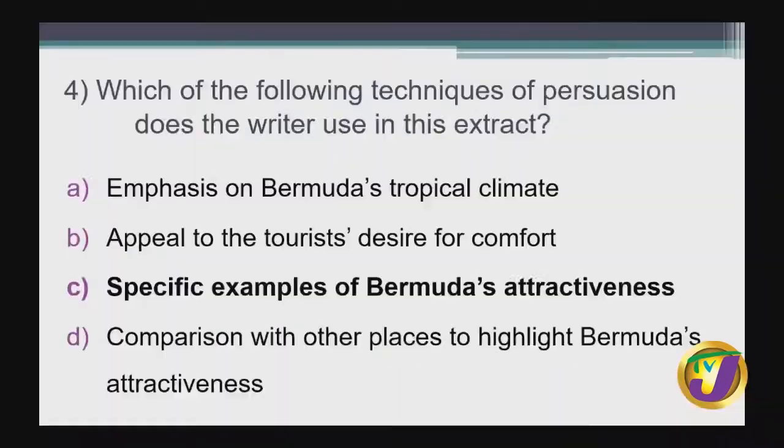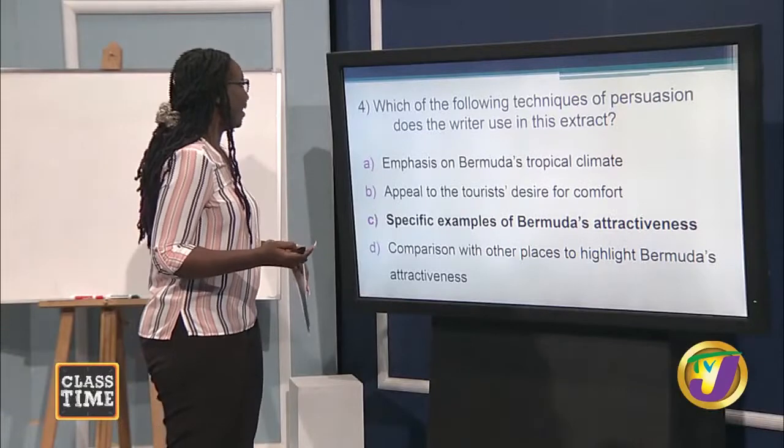So, specific examples of Bermuda's attractiveness were given. Quite a number of them, as a matter of fact. But we are not jealous because we know we have just as many, if not more. All right, next question.